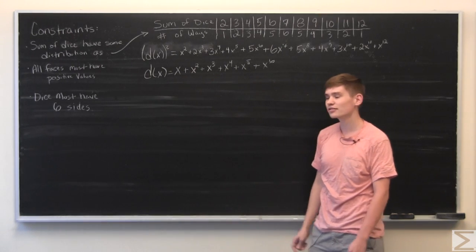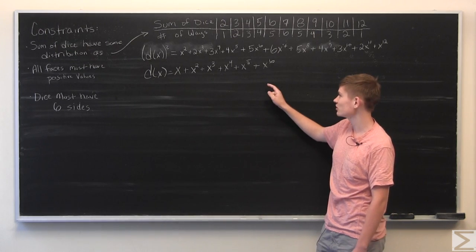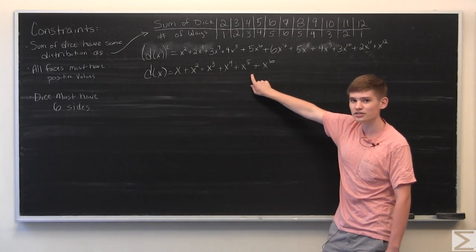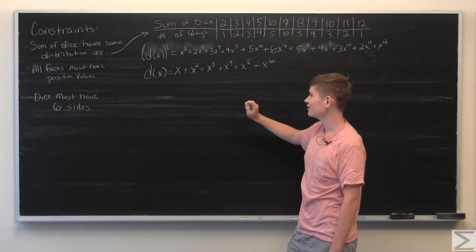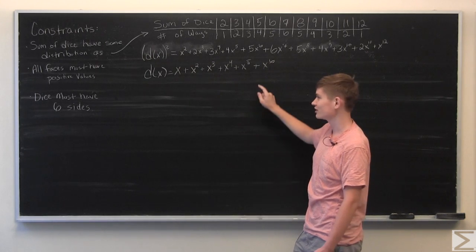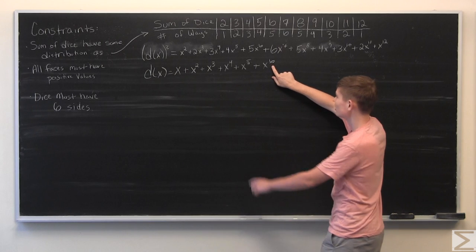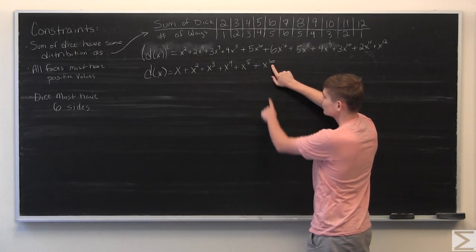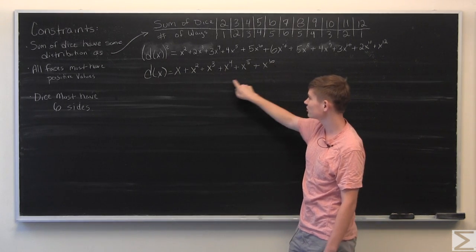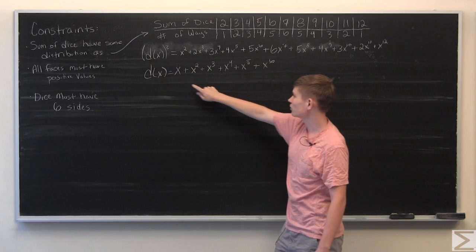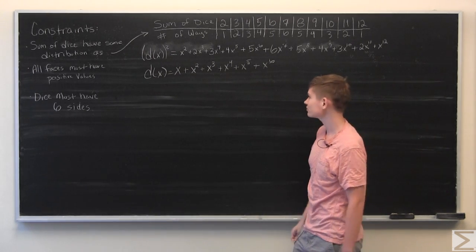All right, and to tackle this problem, we're going to use generating functions. So the generating function for a dice roll is this, labeled d(x). And how generating functions work, or at least how this one works, is the exponent is the outcome of the roll, and the coefficient is the number of ways you can get that outcome. So with a single dice roll, all the coefficients are 1, because you can only get 1 outcome for 1 dice roll.